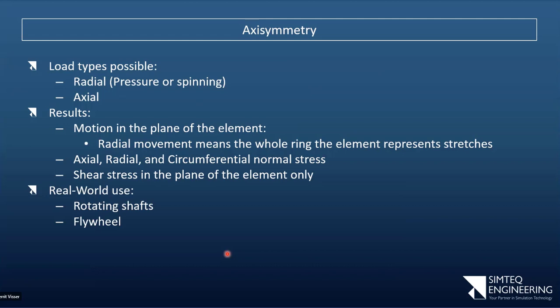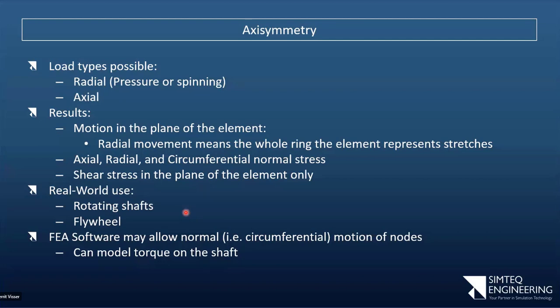Okay, so the real world use is pretty much anything that rotates. In some cases, we'll have a model that doesn't rotate, but it's still a symmetrical structure, a cylindrical axisymmetry structure. But in most cases, we're looking at stuff that's spinning. One example would be a flywheel, but lots of shafts for structures is pretty often modeled using this.